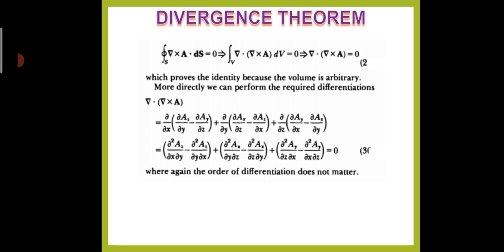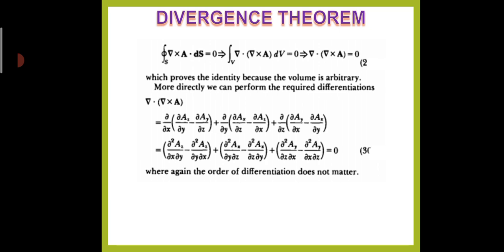The closed surface integral of del cross A dot dS equals 0. So the volume integral of del dot del cross A dv equals 0, then del dot del cross A equals 0, which provides the identity because the volume is arbitrary. More directly, we can perform the required determinations. Del dot del cross A.